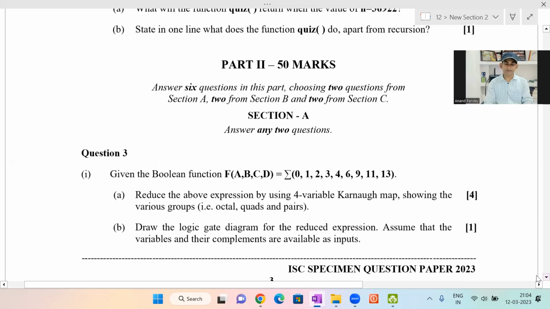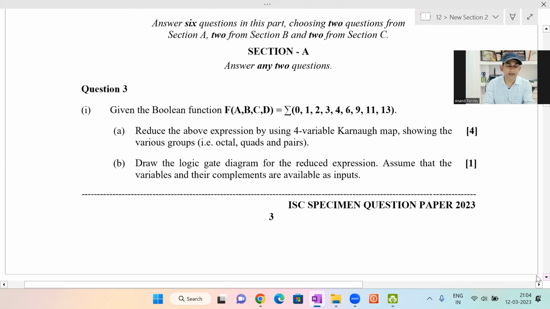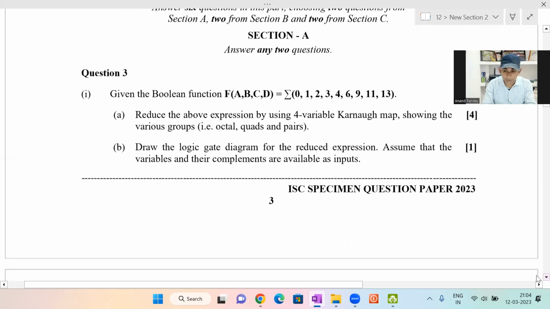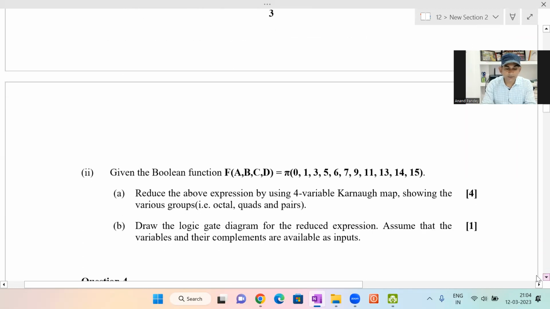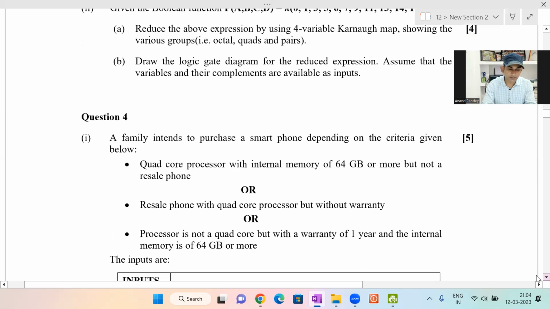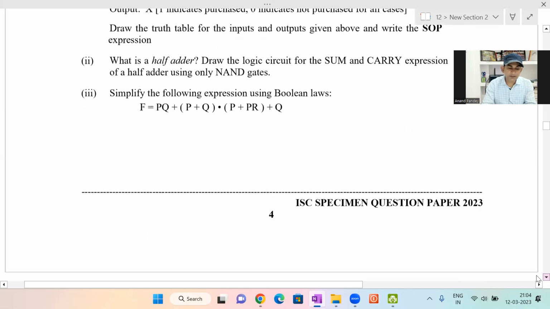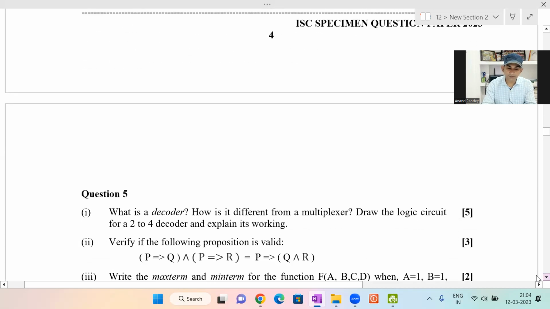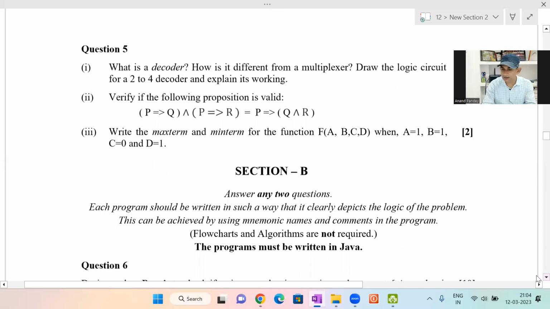Now see this thing. Part 2 is of 50 marks. As I told, part 2 will have 3 sections: section A, section B, and section C. Section A will have 3 questions, not programs, and out of the 3 you have to attempt only 2. Question number 3, question number 4, and question number 5. What chapters and topics will be covered by this section, I will discuss later.